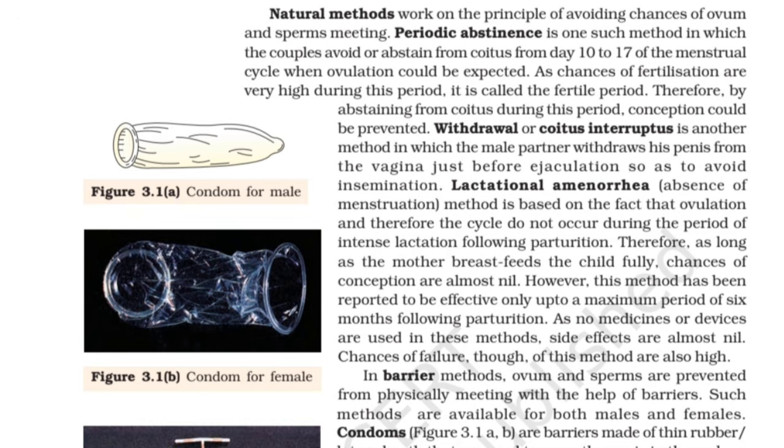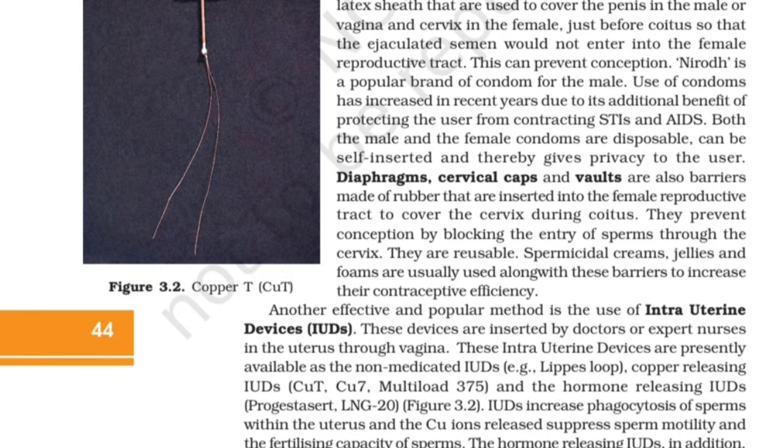In barrier methods, ovum and sperms are prevented from physically meeting with the help of barriers. Such methods are available for both males and females. Condoms are barriers made of thin rubber/latex sheath that are used to cover the penis in the male or vagina and cervix in the female, just before coitus, so that the ejaculated semen would not enter into the female reproductive tract. This can prevent conception. Nirodh is a popular brand of condom for the male. Use of condoms has increased in recent years due to its additional benefit of protecting the user from contracting STIs and AIDS. Both the male and the female condoms are disposable, can be self-inserted, and thereby give privacy to the user.